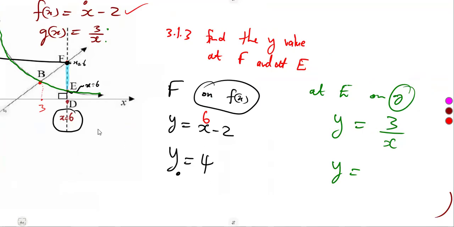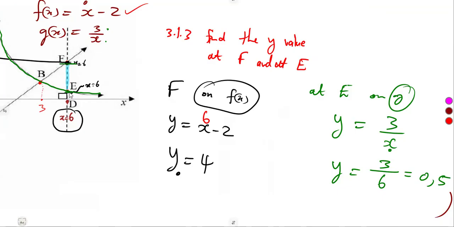So if it is 3 over x, what is the value of y there? The only thing that does not change, guys, is the value of x. x is not changing. Remember, I talked about this throughout. At E, x is 6. So you're going to substitute 6. 3 over, in place of x, you substitute 6. Remember, 3 over 6 is 1 over 2, which is same as 0.5. So this is the Y value at E.